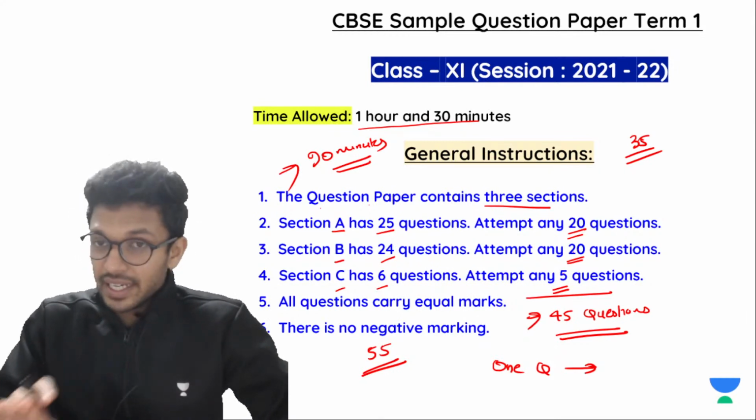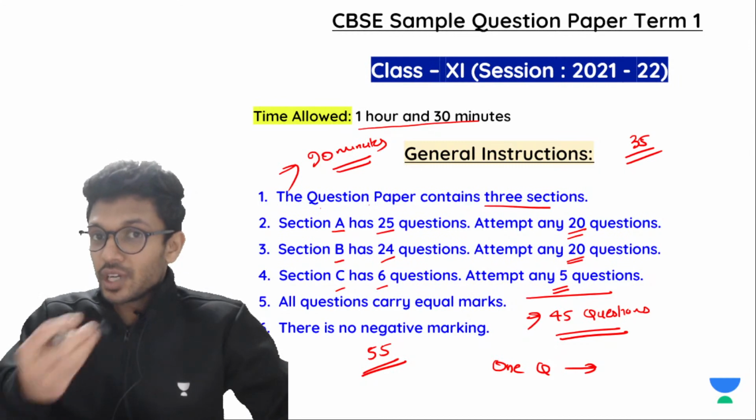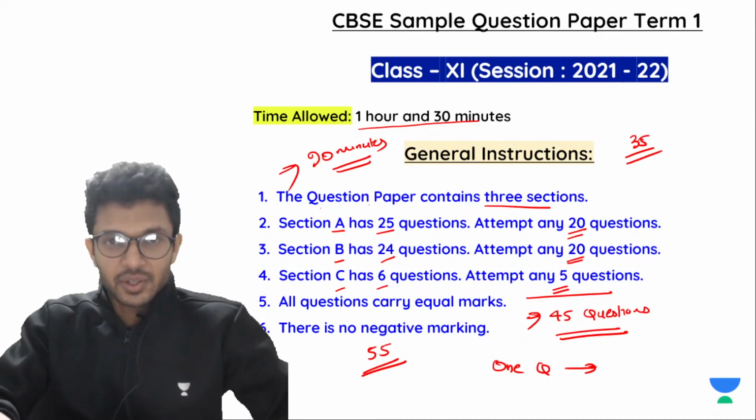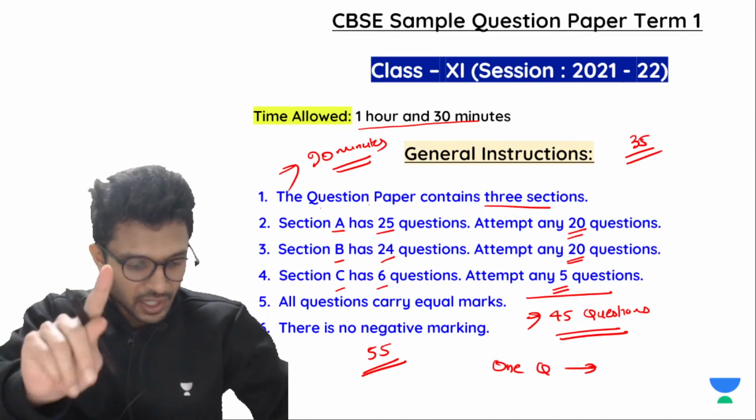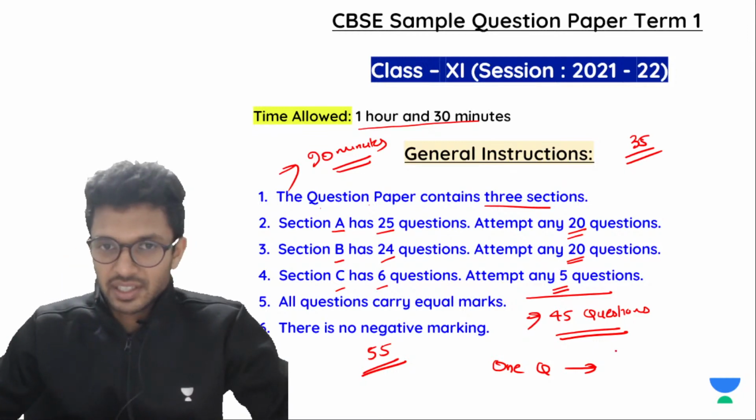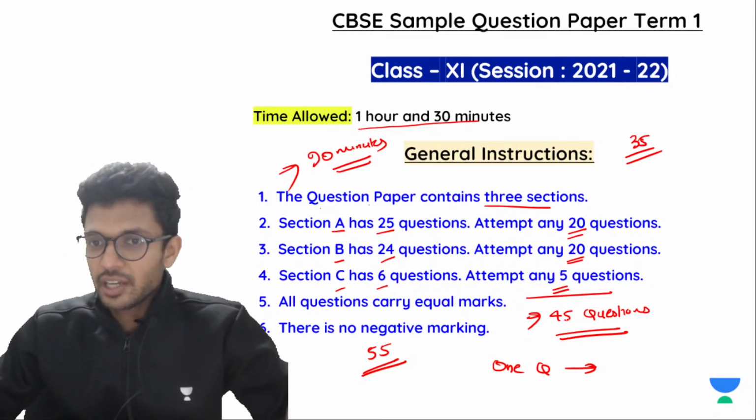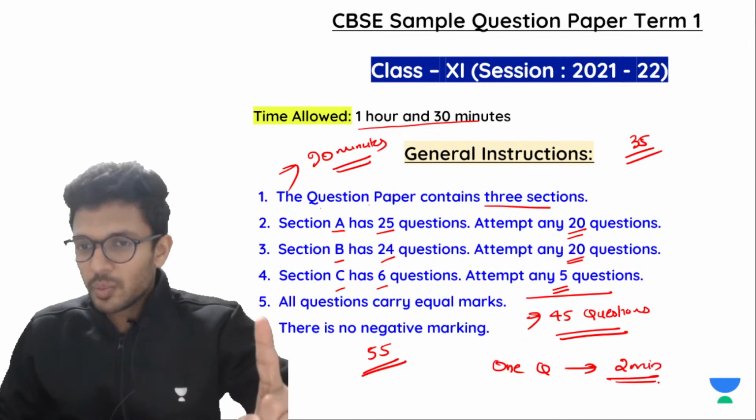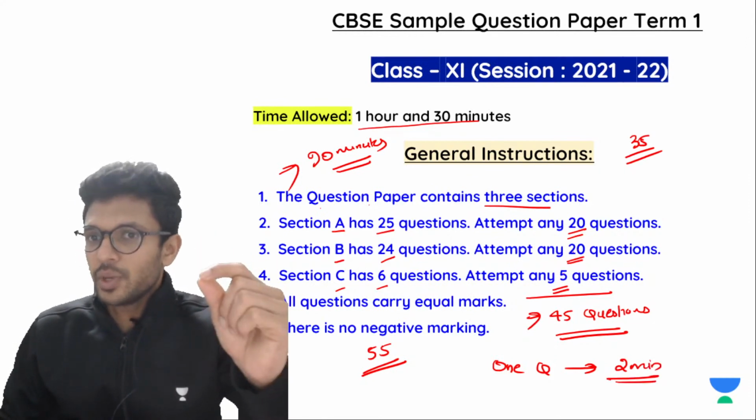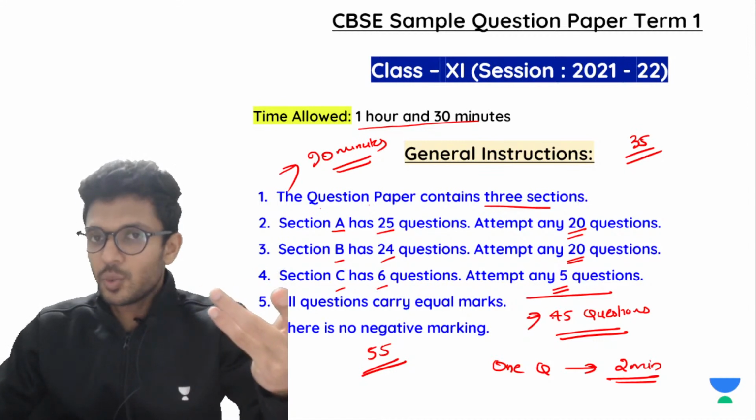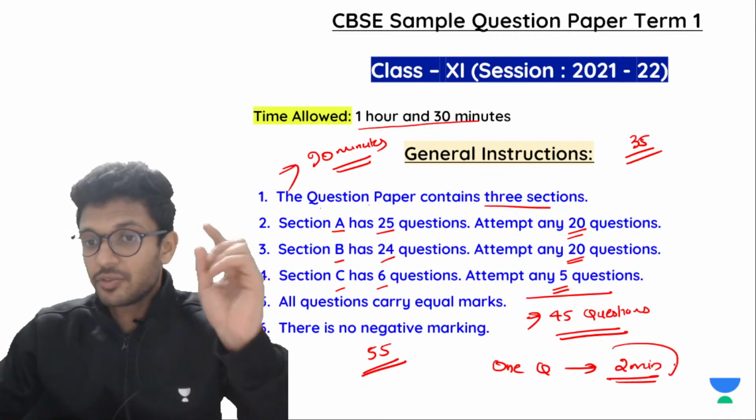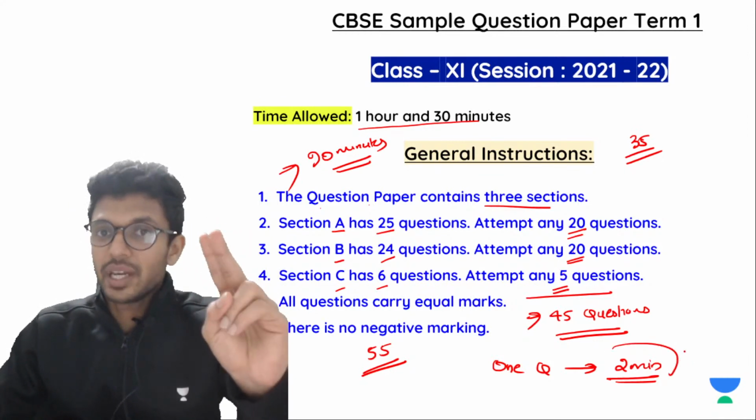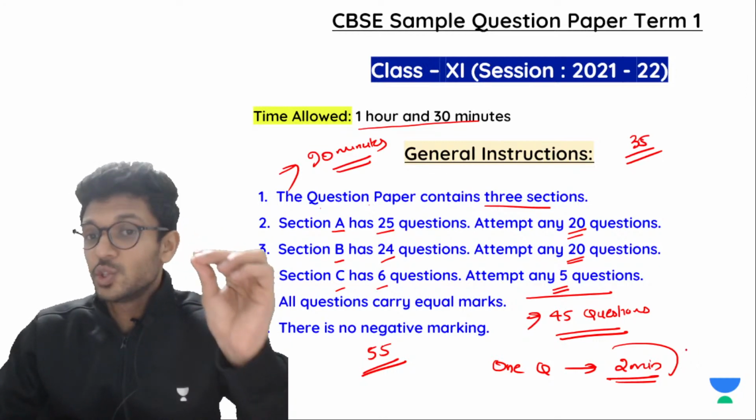For reading the question, understanding, writing the formulas and getting the answer, we'll be left with 2 minutes. Isn't it? 90 divided by 45, that is 2 minutes. So if you want to attempt 45 out of 55 questions and get full marks, you'll be left with 2 minutes. So now you might have understood how fast you all need to be.